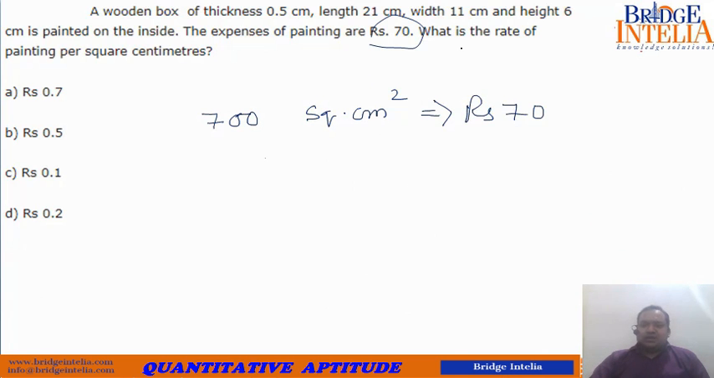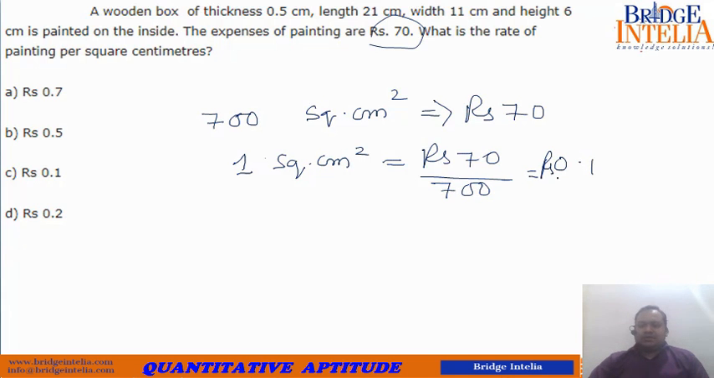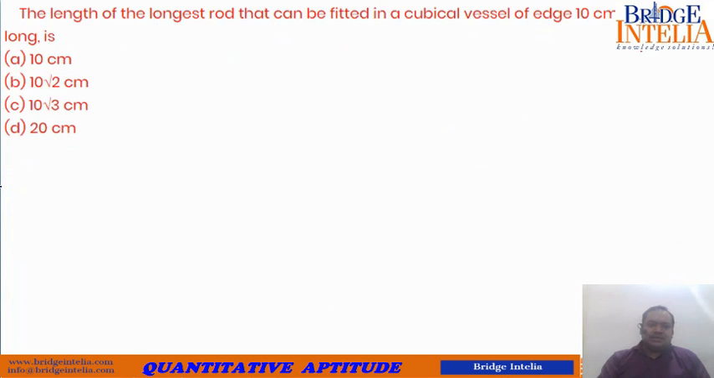So what is the rate per square centimeter? For 700 square centimeters, this is the rate. So the rate for 1 square centimeter will be equal to rupees 70 divided by 700. Unitary method, it is equal to 0.1, so rupees 0.1. This will be the correct answer. So now let's move to the next one.